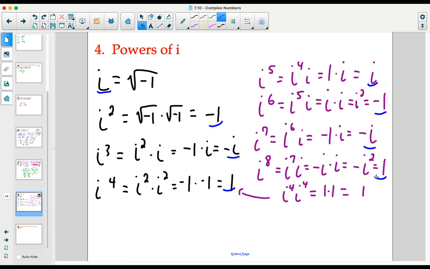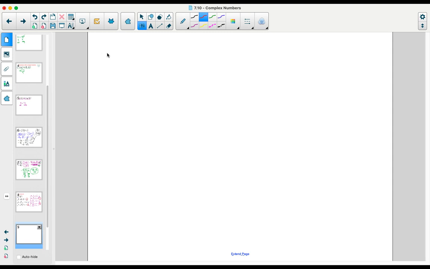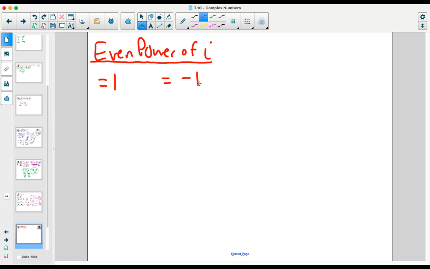So looking at what we have here in terms of specific examples, we got 1 and 1 and -1 and -1 in those 4 situations: i squared, i to the sixth, i to the fourth, and i to the eighth. It might not surprise you then that if we have an even power of i, then we are guaranteed a result of 1 or -1.